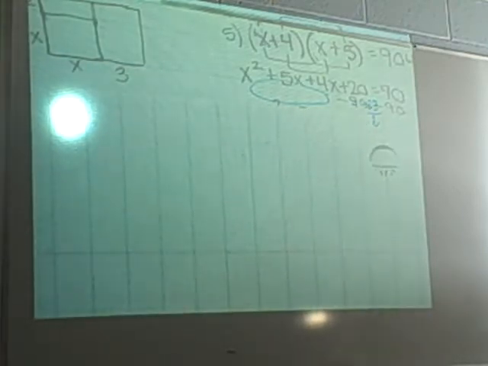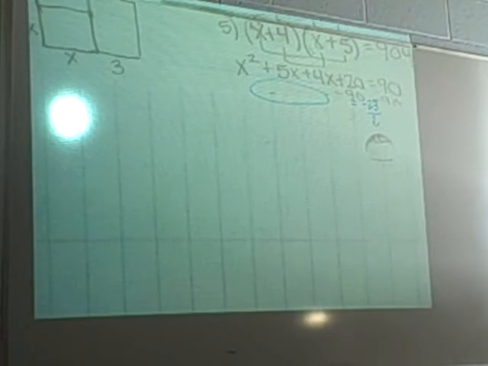Number 5 was a rectangular pool measures 4 yards by 5 yards, and a concrete deck of uniform width is constructed around the pool. So what are the dimensions? Oh, 2x plus 4 and 2x plus 5. I got 2x plus 4 and 2x plus 5. I ended up with 4x squared plus 18x minus 70, but I also got 2.5. I got that too. And I don't really understand how that's possible.